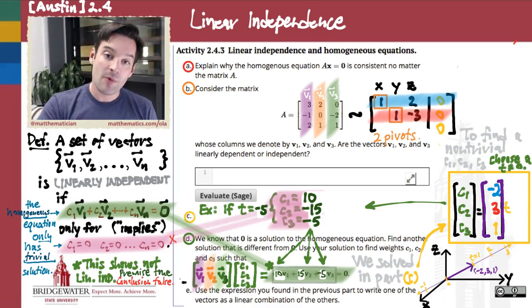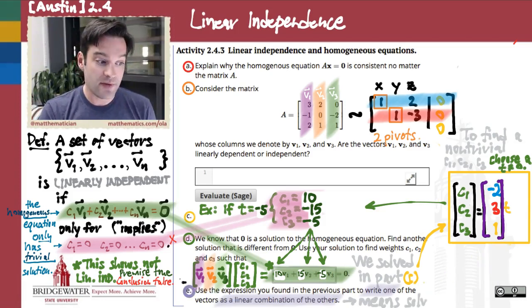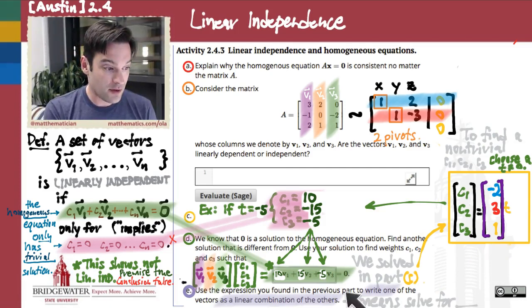So to finish, we want to tie this back to the idea of redundancy. We know now, both based on the work we did and based on falsifying the definition, that this set of 3 vectors is not linearly independent. So our hunch is that that means there's redundancy, that one of them is telling the same story as the other 2. So in part E, we just want to use the work that we've done to figure out how to make that specific. How do I write one of my vectors in terms of a linear combination of the others?